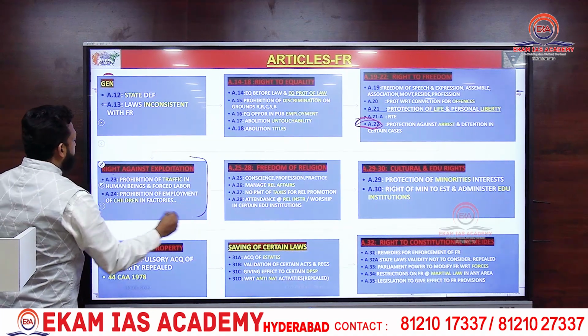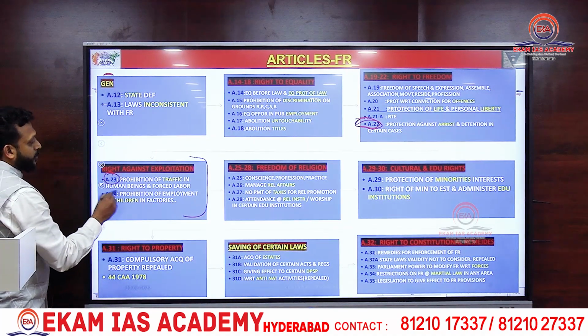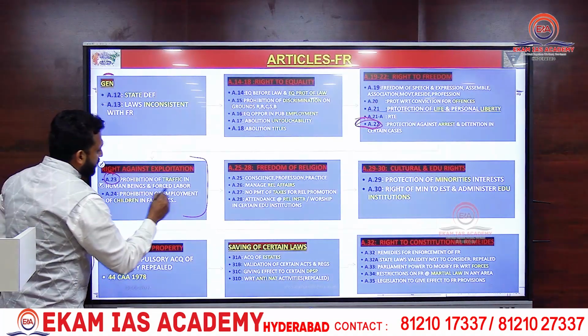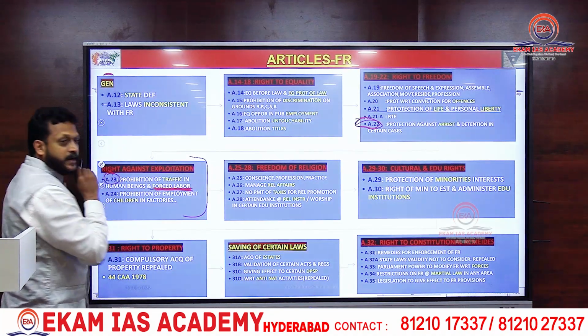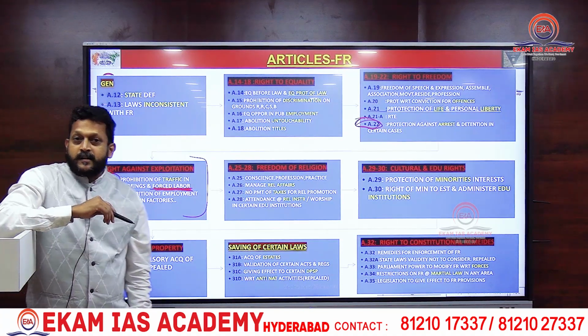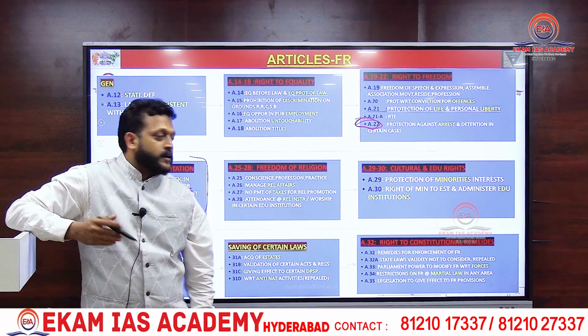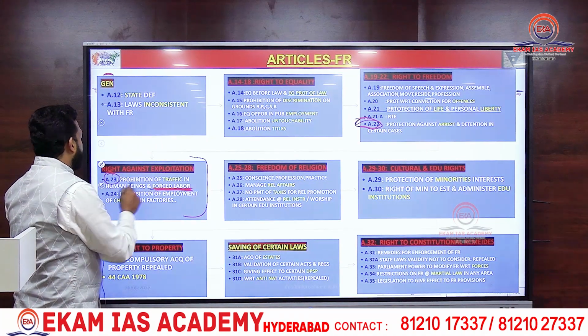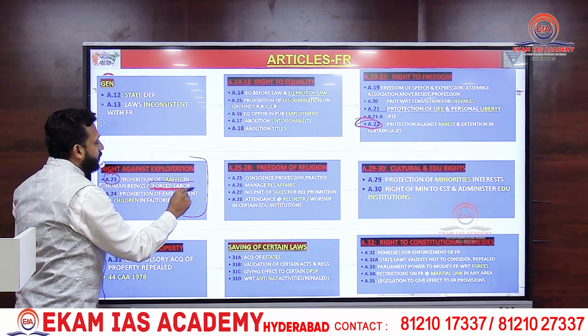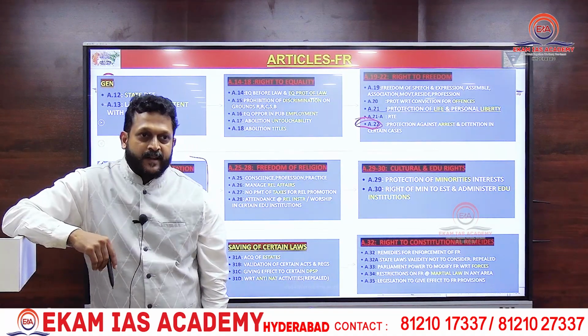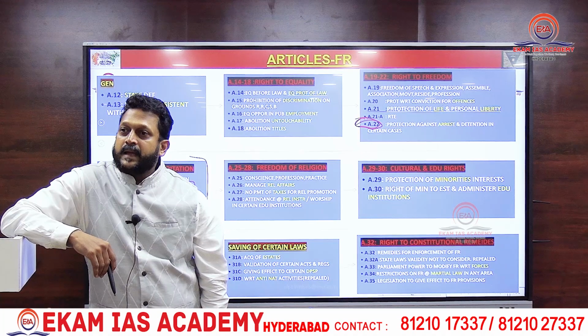Now, rights against exploitation, Article 23, 24. The main thing is forced labor. This is a very big social evil. They have removed that, like prohibition of traffic in human beings and beggar, forced labor. Connecting to it is slavery, for example. So it's a very big evil.